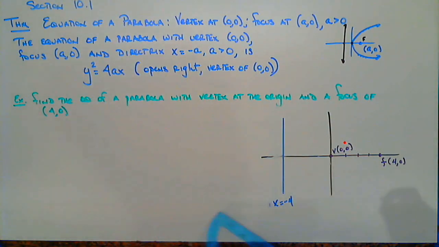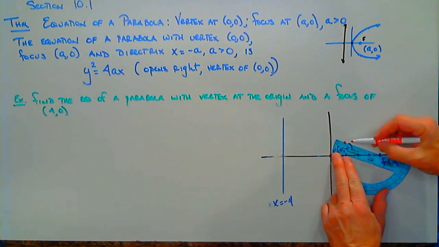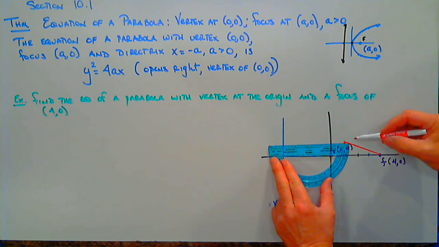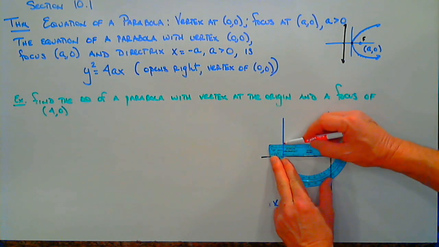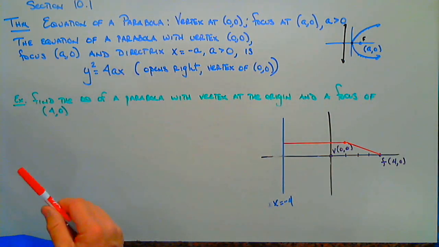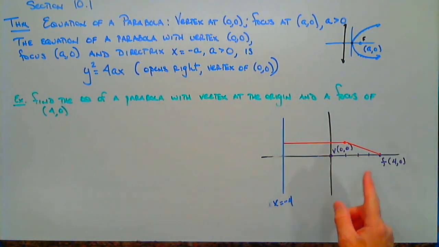Well, if it is, that would mean this distance right here would have to be the same as this distance right here. And we can see pretty quickly that those two distances are not the same. So (1, 1) is not on our parabola. Now that's not how we're going to approach this. We're not going to sit around and guess to see if points are on the parabola.